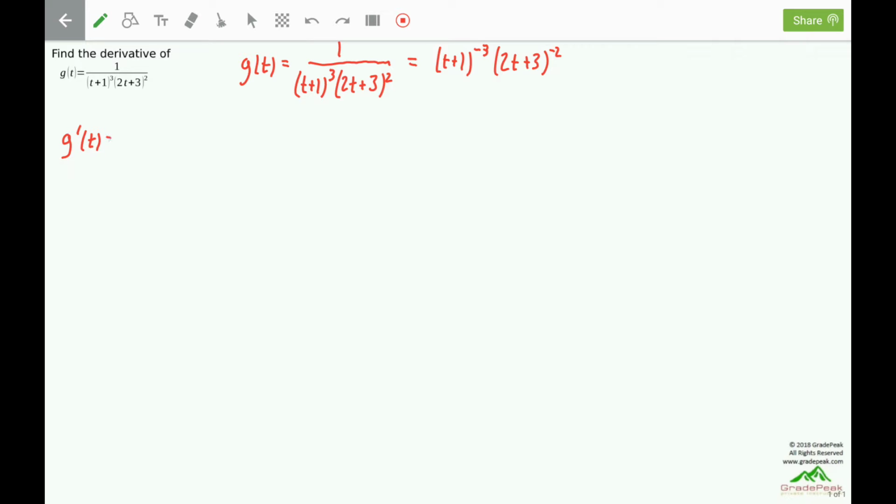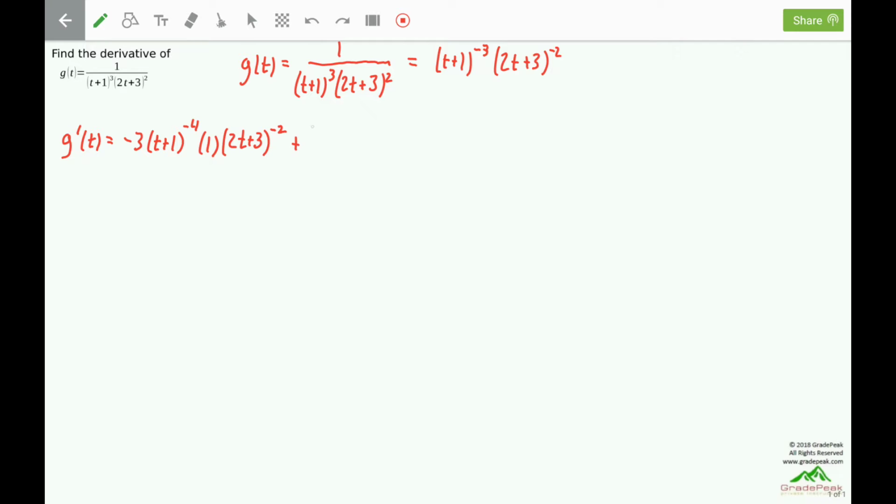Our derivative, g prime of t, will be a product rule. We'll start with the derivative of the first. Now the first is negative 3 power. Bring the power down. Leave the inside alone. Subtract 1 from the power, negative 4. And then multiply by the derivative of the inside, which is just a 1, to complete the chain rule. And you multiply this by the second left alone.